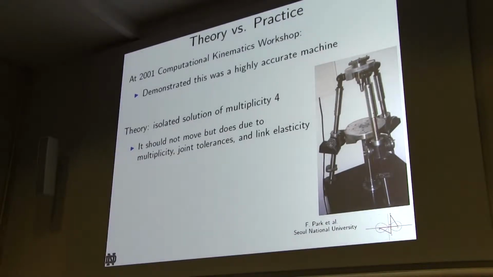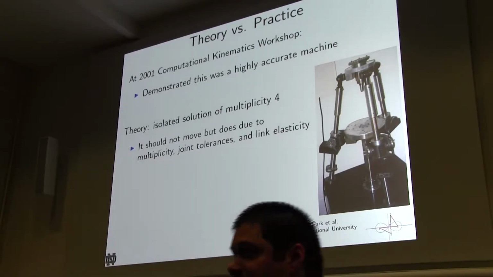And so let me give you a concrete example of this. Not multiplicity 200, but multiplicity 4. There was a computational kinematics workshop in 2001, and Park from Seoul National University, as part of this, gave demonstrations of their new mechanisms that they developed. And so here is his mechanism that he developed. He could actually put a controller in there, and it was highly accurate. You could move this center point accurately around this object.